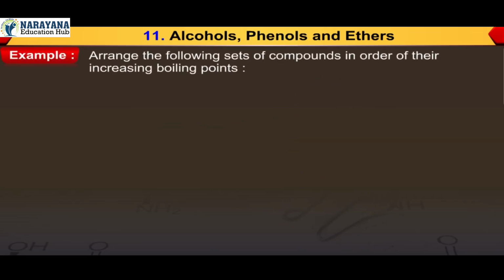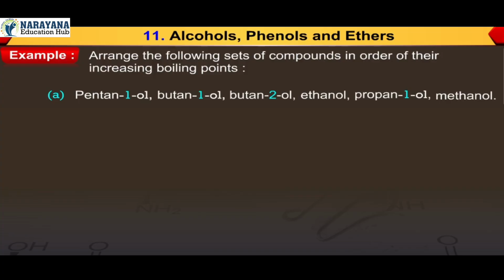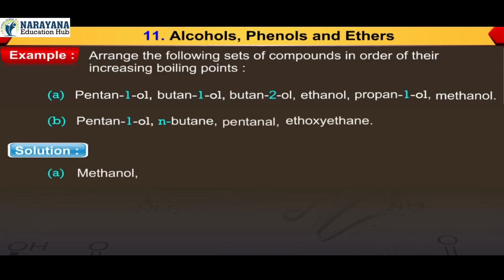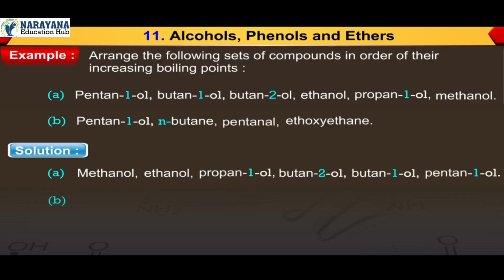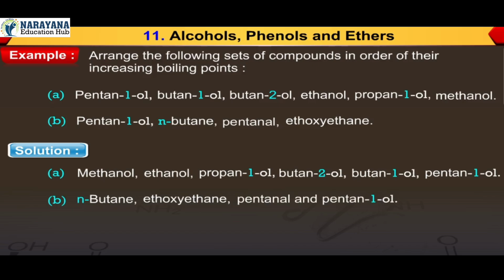Example: arrange the following sets of compounds in order of their increasing boiling points. A. Pentan-1-ol, butan-1-ol, butan-2-ol, ethanol, propan-1-ol, methanol. B. Pentan-1-ol, n-butane, pentanal, ethoxyethane. Solution: A. Methanol, ethanol, propan-1-ol, butan-2-ol, butan-1-ol, pentan-1-ol. B. n-Butane, ethoxyethane, pentanal and pentan-1-ol.